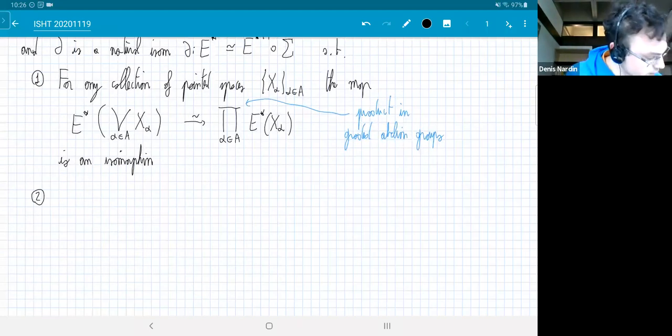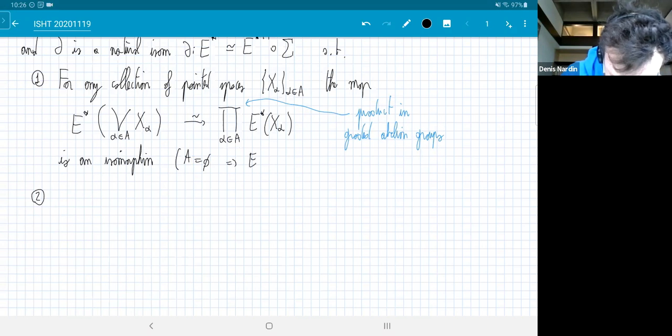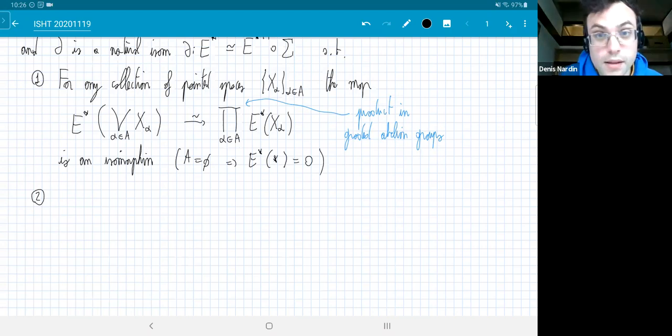The most interesting one. Let me also notice that when A is empty, this tells you that E star of the point is zero. That's a special case of this condition, but let me spell it out explicitly, because we're going to need it to state the second one.